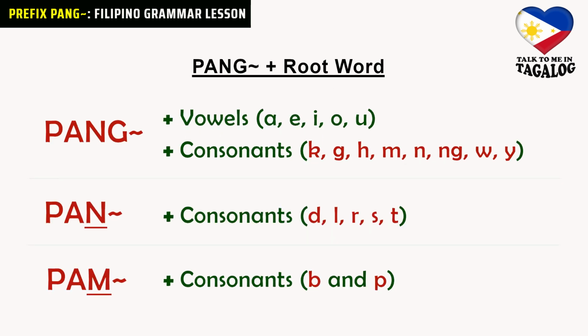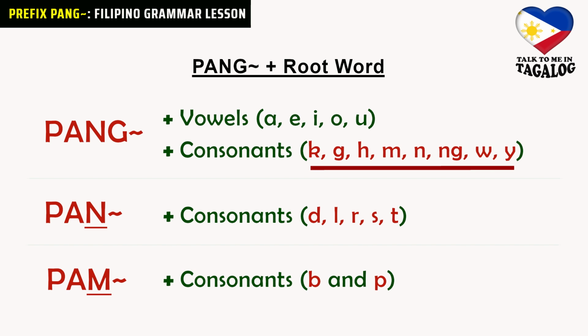To form pang adjectives, simply place the right prefix before a root word which is either a noun or a verb. Use pang for root words that start with the vowels A, E, I, O, and U. Here's the tricky part of this lesson. The use of the prefix pang is limited to root words that start with the consonants K, G, H, M, N, NG, W, and Y.